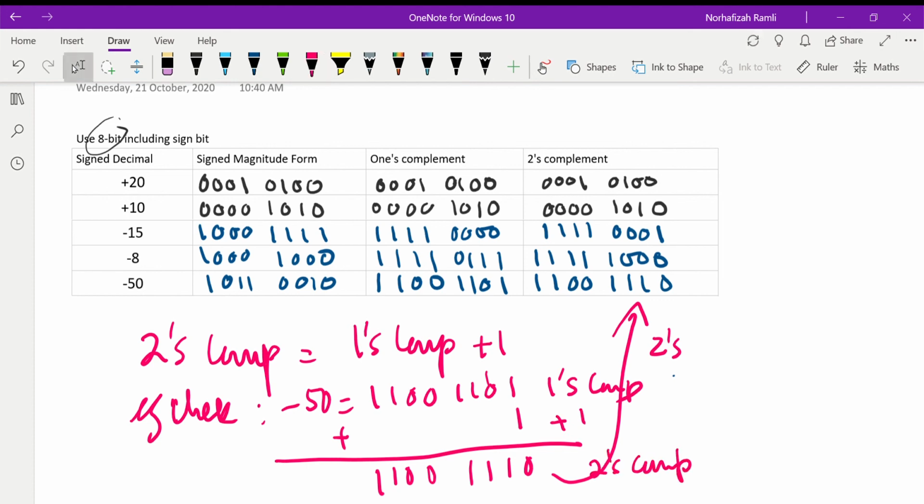Okay, similarly this number, if you add 1 to this number, you get this one. Okay? And if you add 1 to this number, you will get this 2's complement. So that is another way of doing it. But I think if you just want to get 2's complement, just do it straightforward.